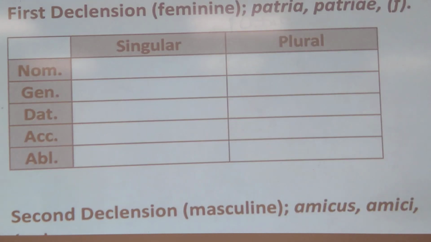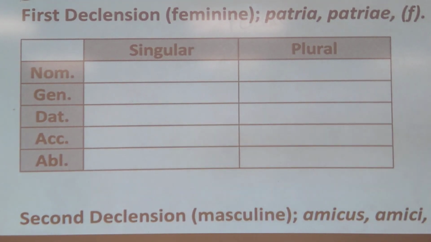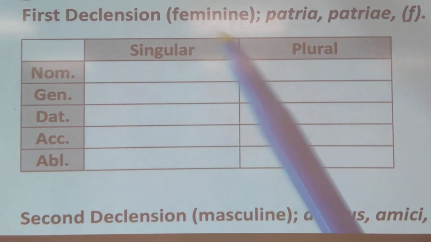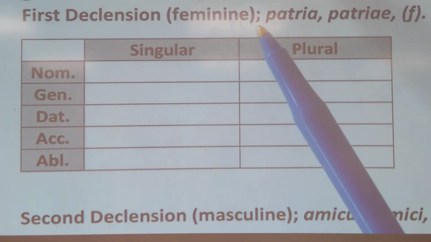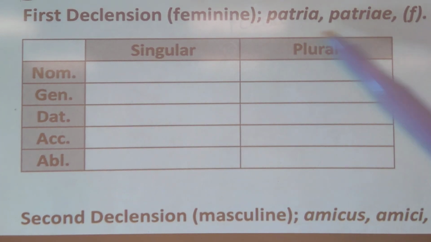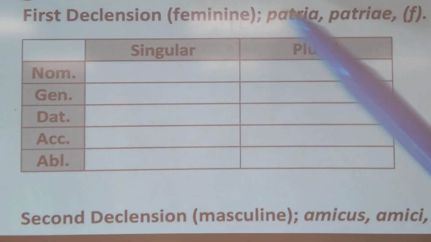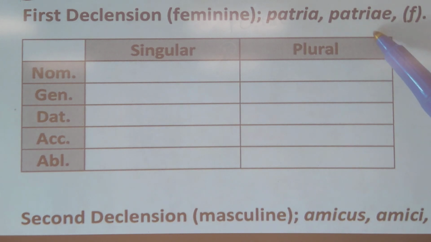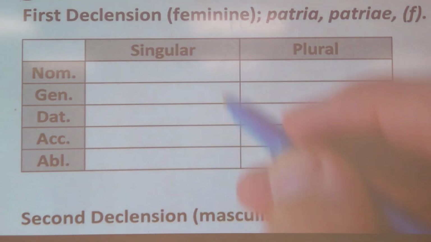We actually included this one in the last video, but we'll go over it one more time here. First declension nouns are almost all feminine, nouns like patria, patriae. You can tell a first declension noun because the nominative and genitive singular end in a, ae. Then they follow the following pattern.